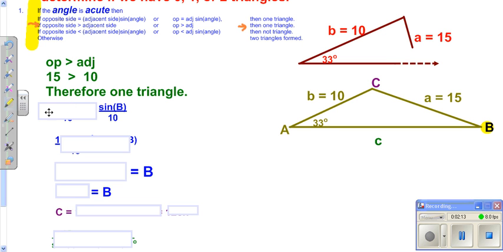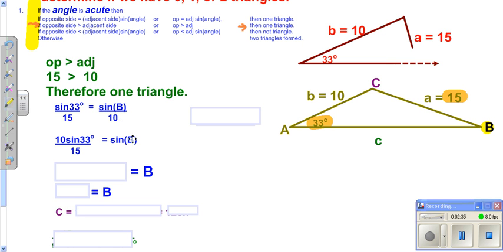And then I'm going to set it equal to my opposite pair. So I need to take the sine of my angle, since I have sine on top, sine of my 33, over the side opposite of that, which is 15. Now I need to go get the sine of B by itself. So I've got to undo the dividing by 10, so I'll multiply both sides by 10.